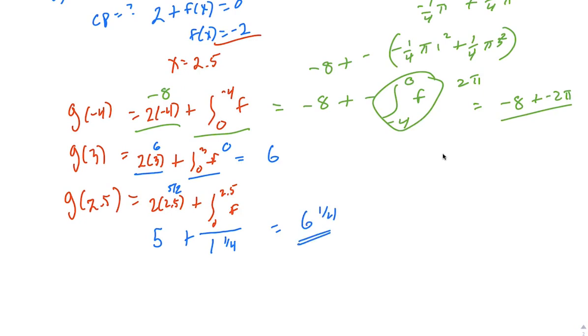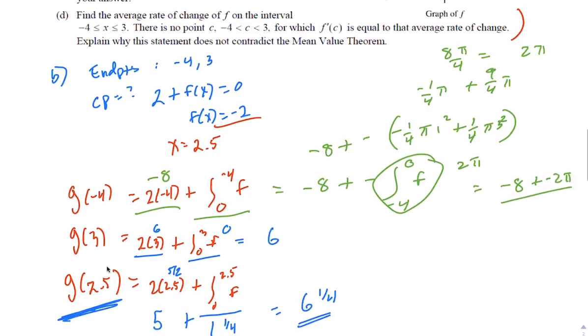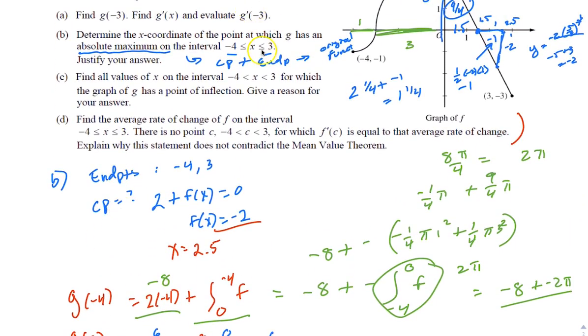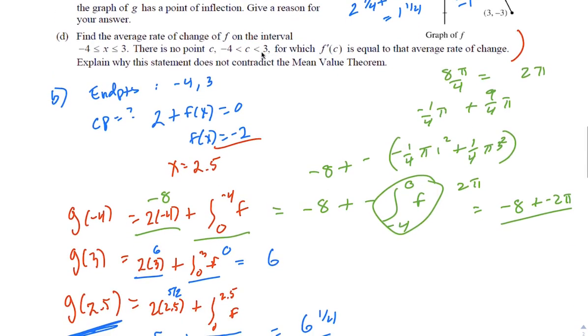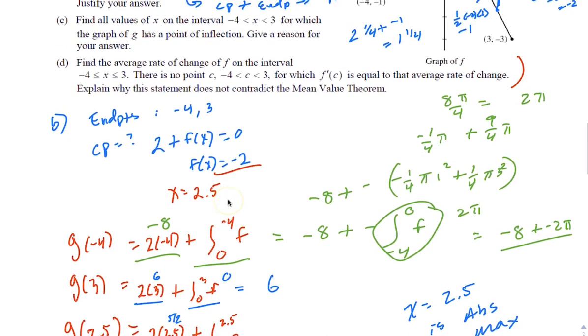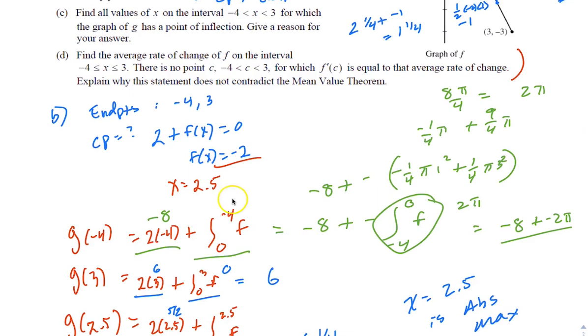Oh, those AP people are mean. So that is actually the max, right? It wins by 1/4. So my max is g of 2.5. But remember, that's the way you say it. Look at the question. The question was: determine the x coordinate of which thing has an absolute max. So x equals 2.5 is the absolute max. And your justification is all the work you did, as it should be. So that is B. So now let's talk about C and D.